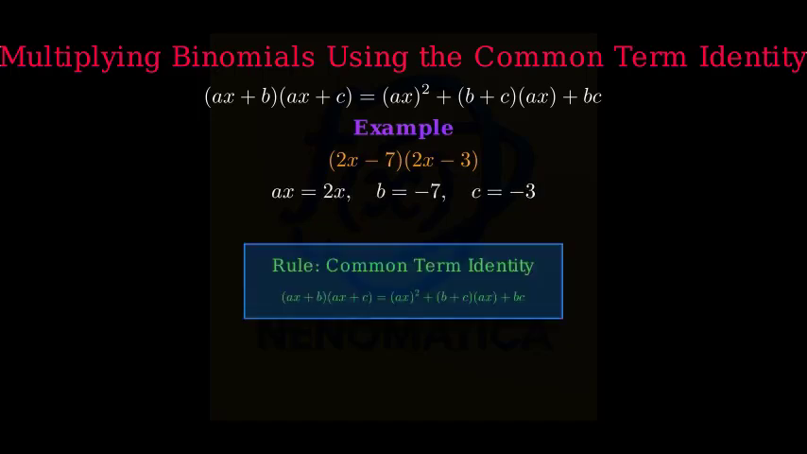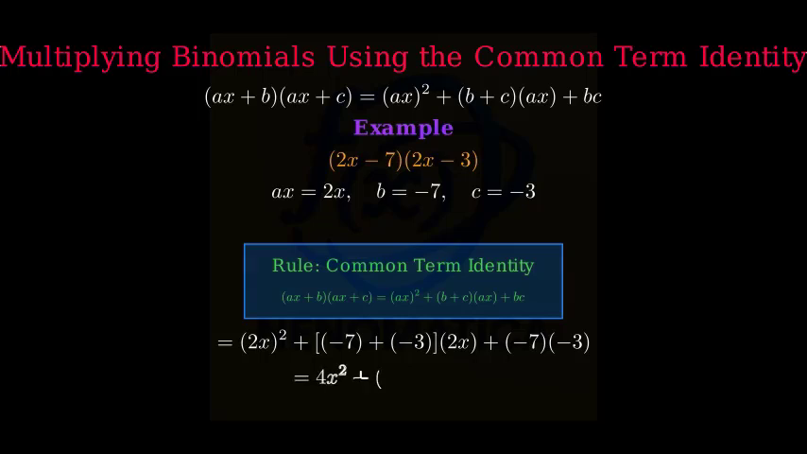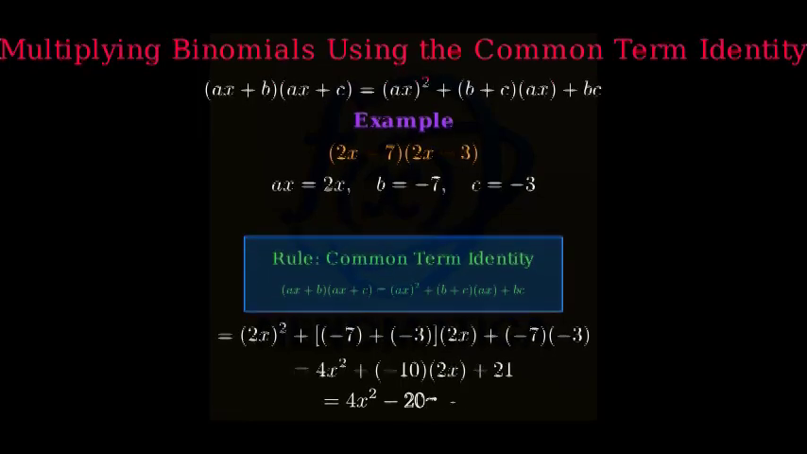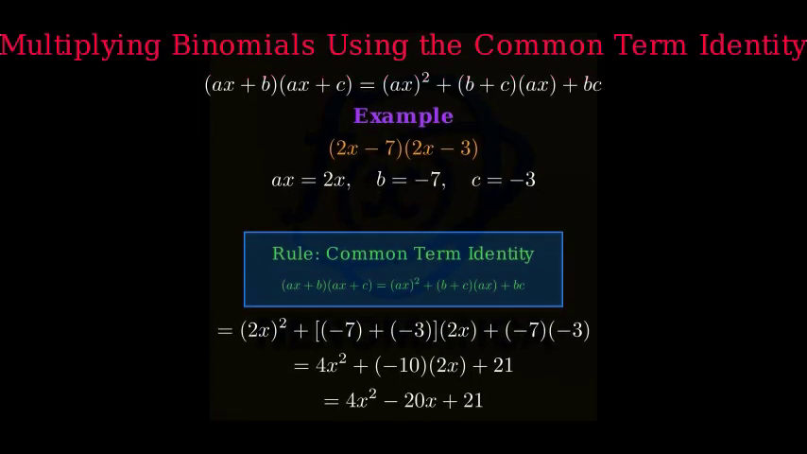We substitute our values into the formula. We have 2x squared plus -7 plus -3 times 2x plus -7 times -3. This simplifies to 2x squared plus -10 times 2x plus 21. Or we can write it as 2x squared minus 20x plus 21.